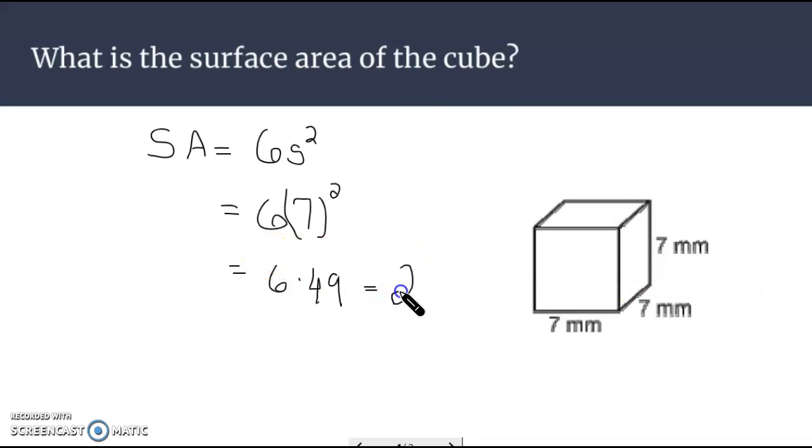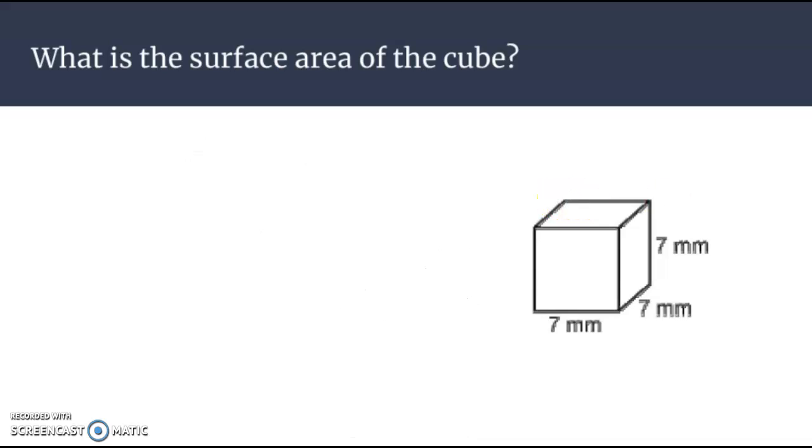calculator says 294 square millimeters. That is all 6 sides of the cube. If we add up all the areas of those 6 squares, 294. Let's look at another one here.